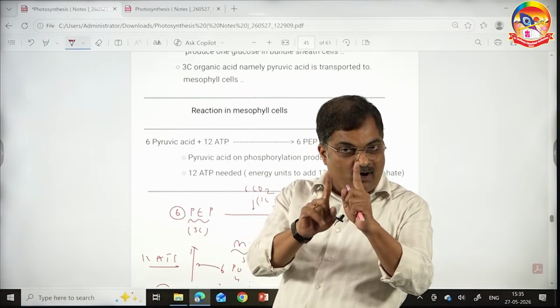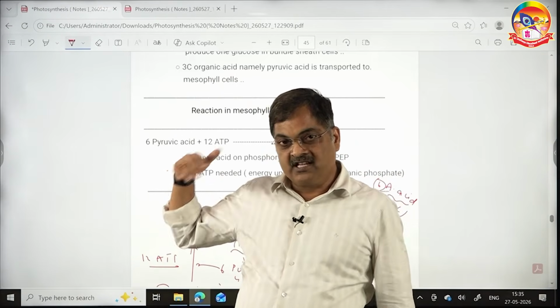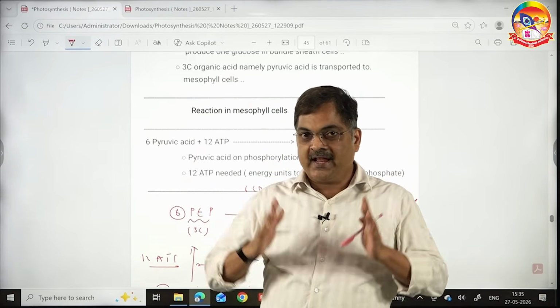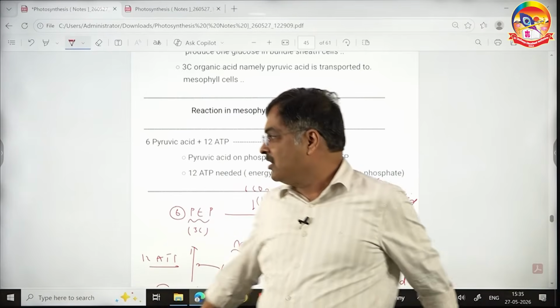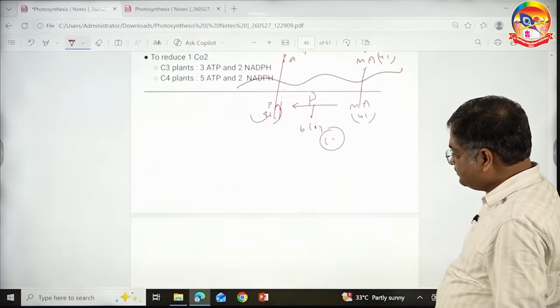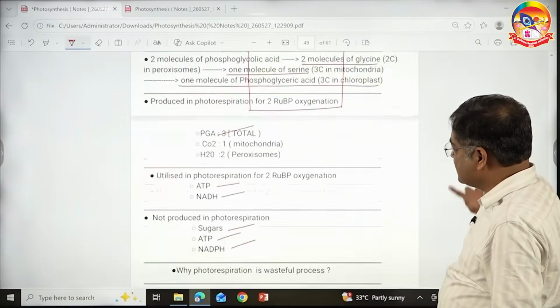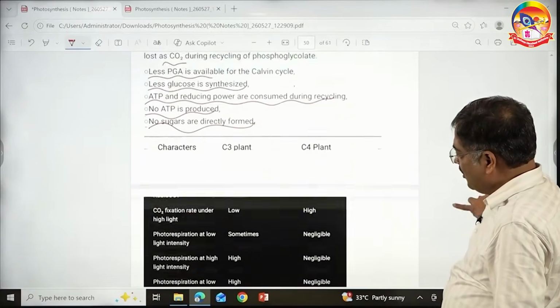All right, be careful about this. That's all, Indy. That's about the differences between C3 and C4. You are extremely good at remembering all these points. That is very, very simple. Now, we are about to wind up. What is the last part? Factors affecting photosynthesis. All right.